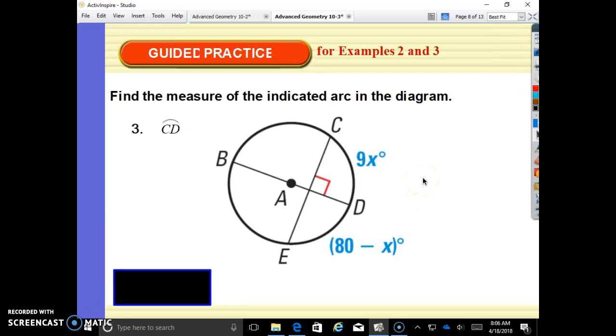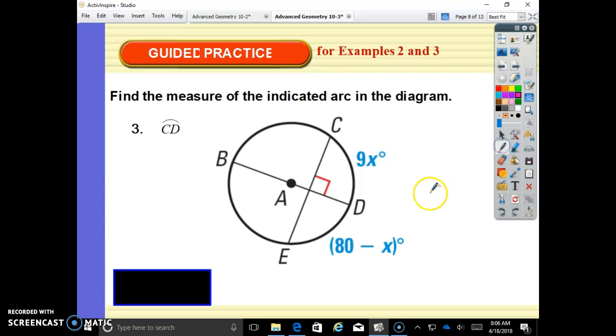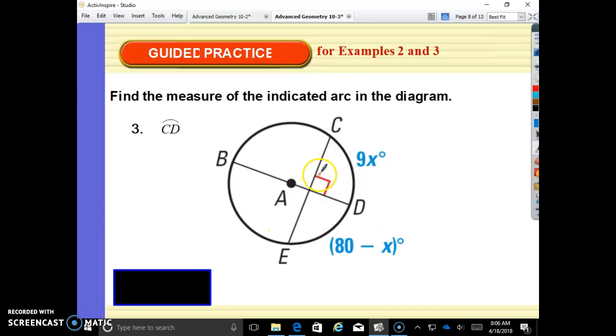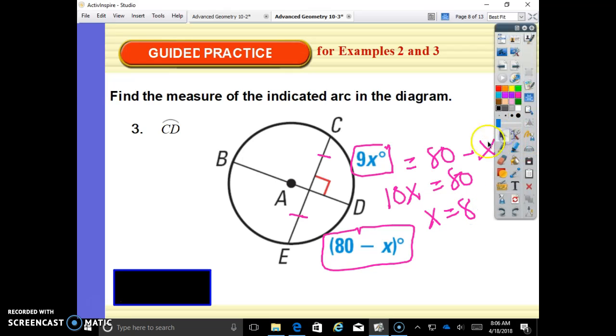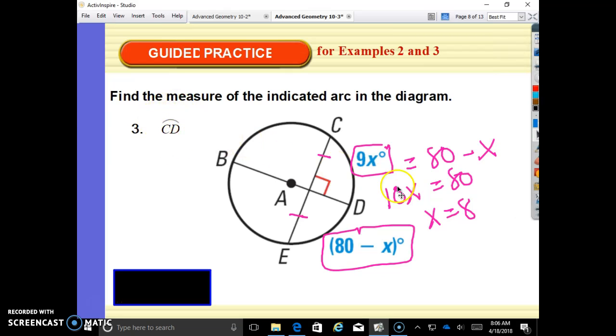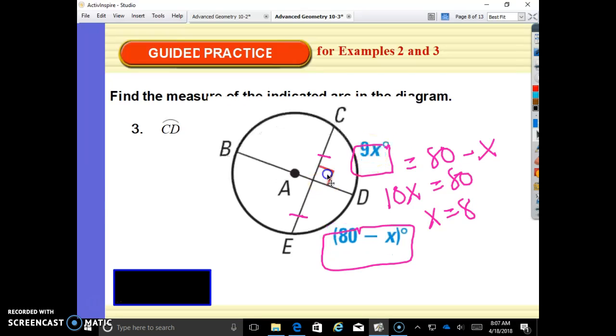Find the measure of the indicated arc in the diagram. So once again, we have a chord that is intersecting the diameter perpendicularly. Therefore, it is bisected. So these two must be equal, right? So set this equal to this. Add x to both sides. 10x equals 80. Therefore, x must equal 8. So what do we want to know? We want to know what is the arc CD. Well, if x equals 8, 8 times 9, what is 8 times 9? 72.